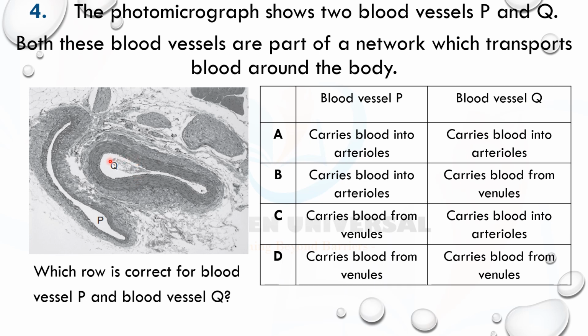If you check this vessel, you can see that it has a thicker wall. This one has a thin wall and a very large, wide lumen. This looks like an artery; arteries have thicker walls. This looks like a vein; veins have thin walls and a wide lumen. But if you remember the pathway through which blood flows, blood moves from the heart.